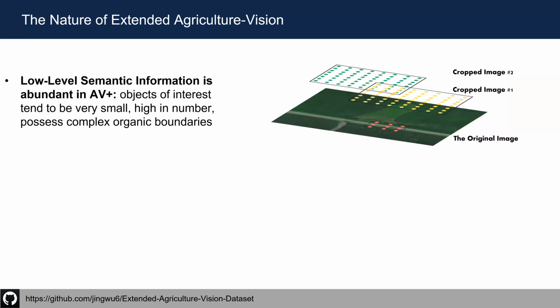Except for those temporal contrasts, another important property of Extended Agriculture Vision is low-level semantic meanings. That's to say, the low-level semantic meaning is more abundant. Objects of interest tend to be very small, high in number, and possess complex organic boundaries. Therefore, we hope the contrastive learning modules put more emphasis on the contrast task at the low level.